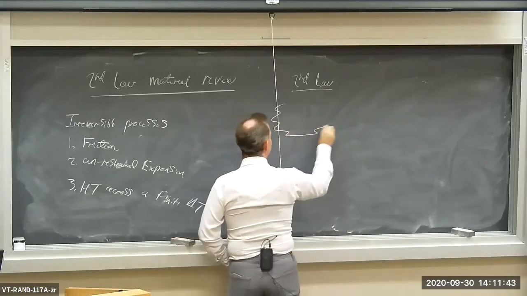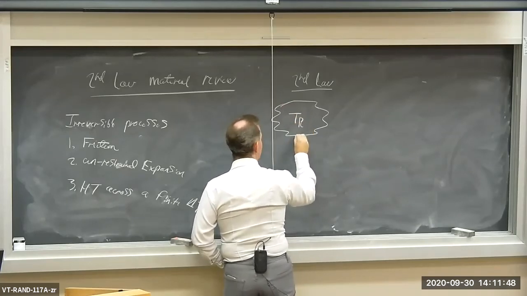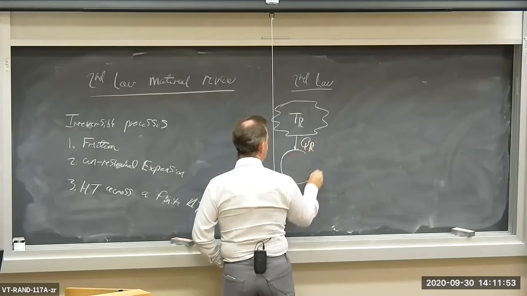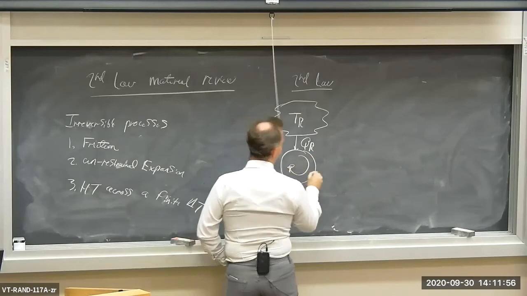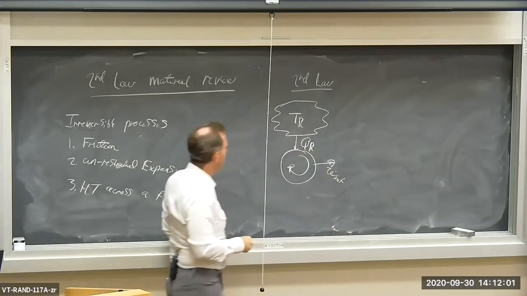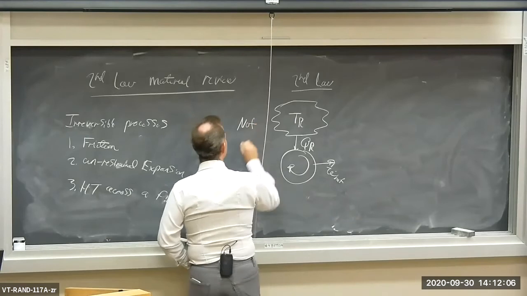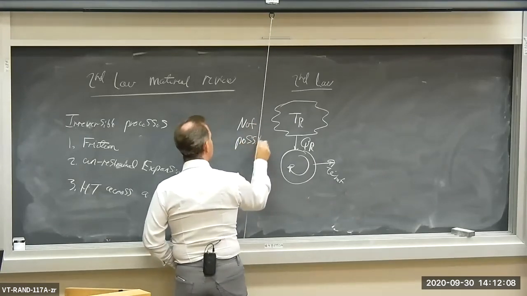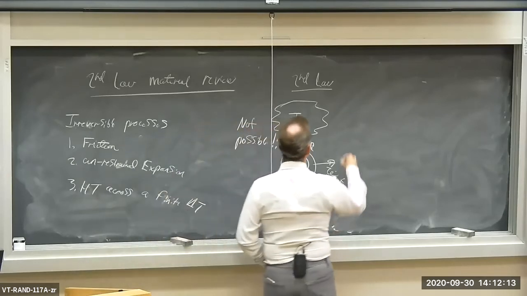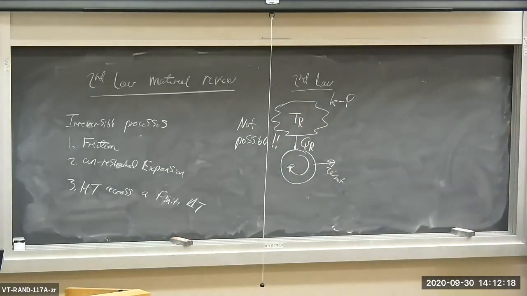There's the Kelvin-Planck statement, which says you have a reservoir at a temperature, let's say TR. It rejects a certain amount of heat into a cyclic device and produces a net amount of work. The second law says that this is not possible. This is the Kelvin-Planck statement of the second law. So KP statement of the second law, Kelvin-Planck.